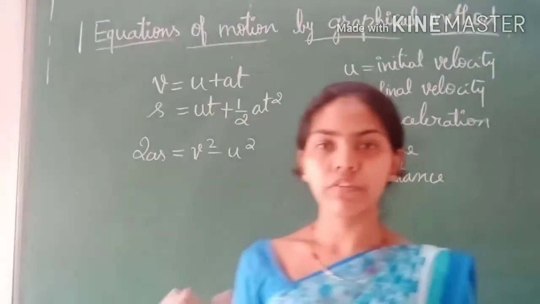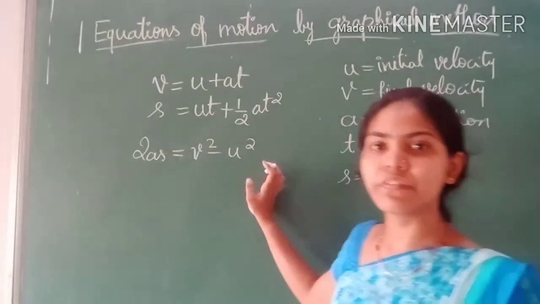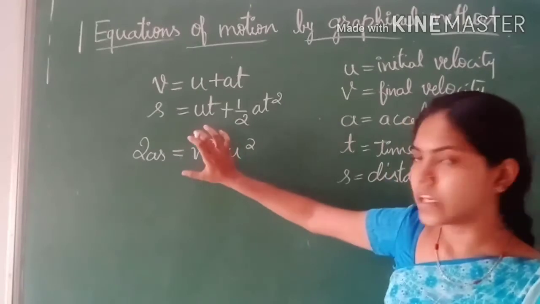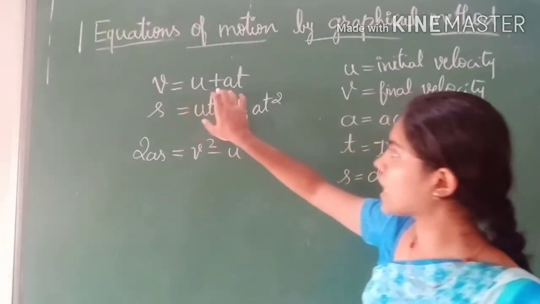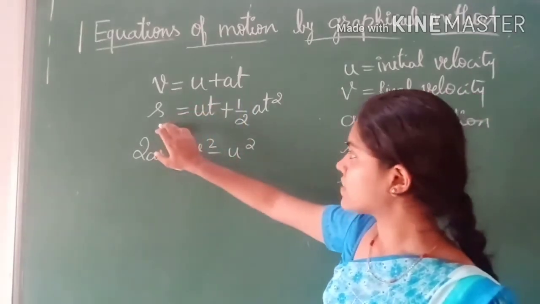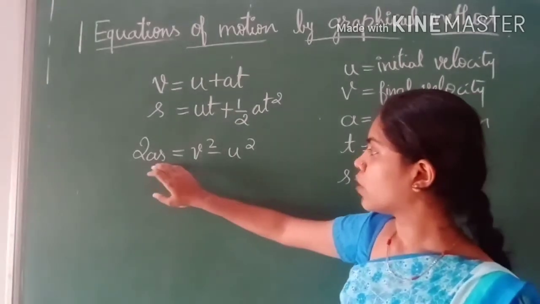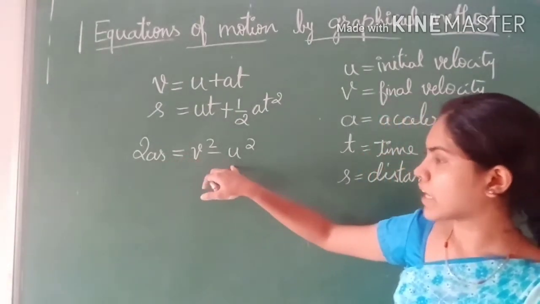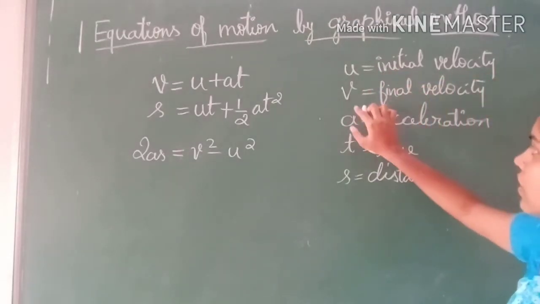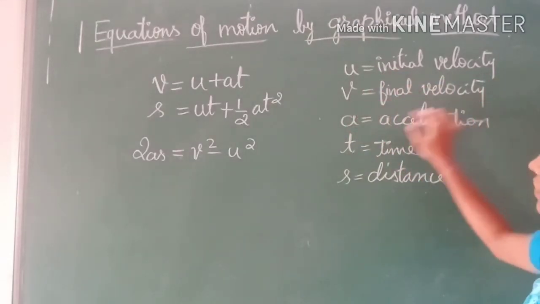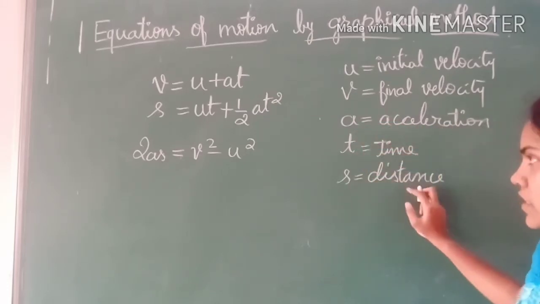If the object is moving with uniform acceleration, we can use these equations to find any one of the quantities. So the first equation is v = u + at. Second one, s = ut + ½at². Third one, 2as = v² − u². Here u is the initial velocity of the object, v is the final velocity of the object, a is the acceleration, t is the time, s is the distance.